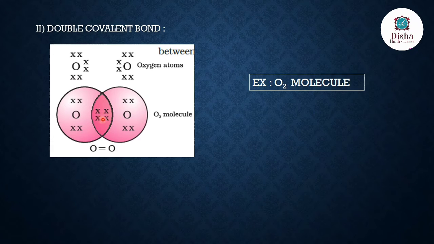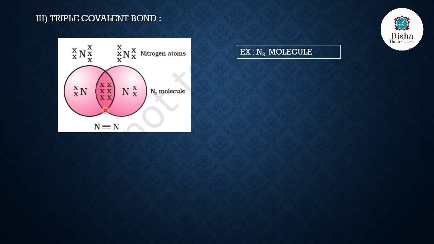Now, third one, triple covalent bond. A triple covalent bond is formed when two atoms are sharing three pairs of electrons. Triple bonds between atoms are often represented by three parallel lines. Triple covalent bond occurs in nitrogen molecule.